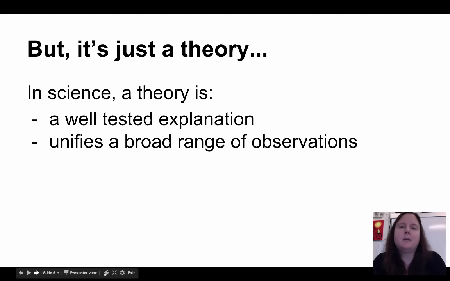Now, a lot of times I hear people say, well, it's just a theory. Okay, in science, a theory is actually really important. It's a well-tested explanation, and it unifies a broad range of observations. People will say, well, I have a theory that so-and-so does blah, blah, blah. Okay, that's just kind of a hunch. But in science, a theory has been tested over and over and over again. It's been experimented, it's been repeated, and it's come to this idea that it's well tested and everyone agrees.